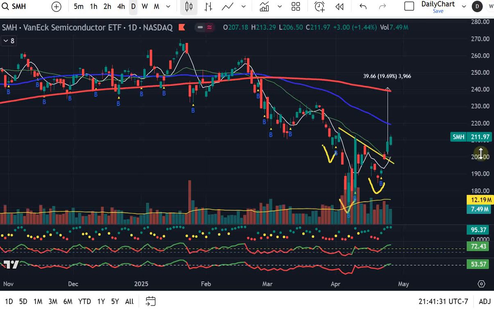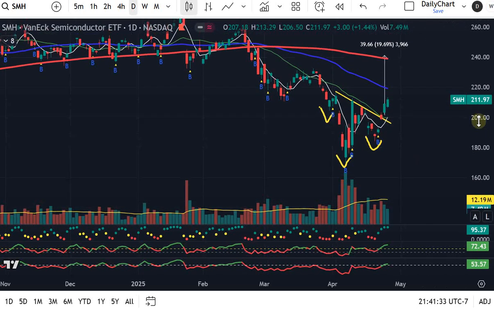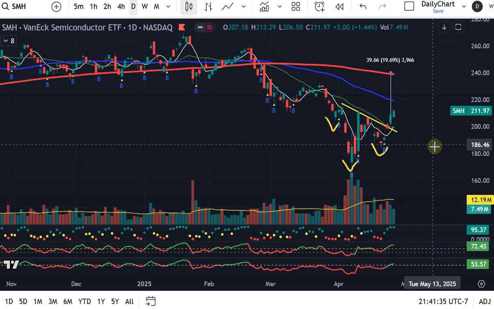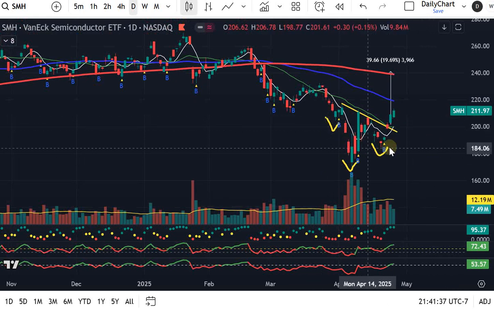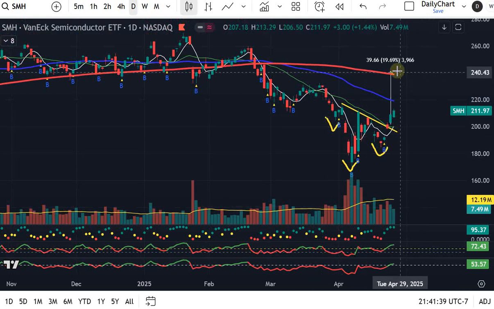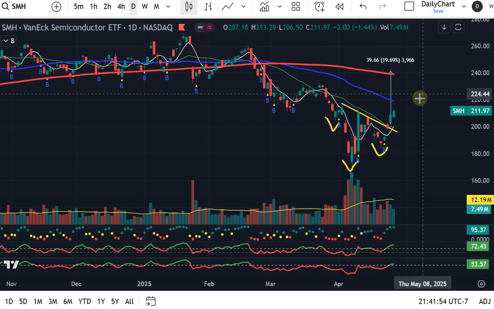Let's take a quick look at the semiconductors, because that's a very important part of the stock market here. And you can see we do have a head and shoulder. Semiconductors do have an upside target, 19% from where it broke out here. So that is all very encouraging. Hopefully we can get up here if the head and shoulder does play out, which is great.